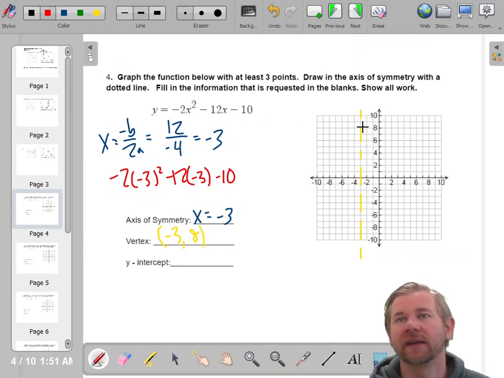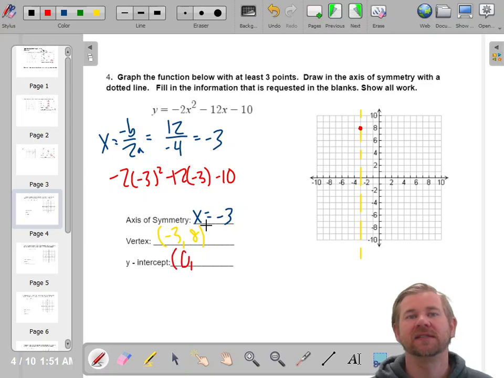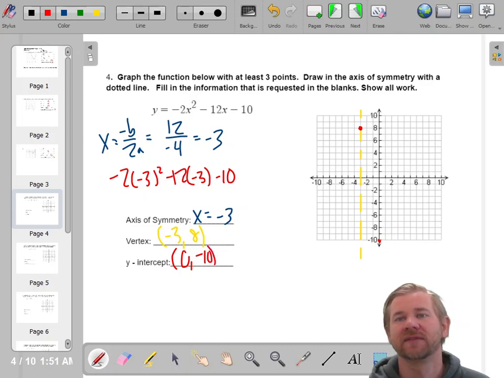So I'll put that right here. It's on the axis of symmetry. The y-intercept: if you plug in 0, those terms go away, and you get negative 10. So the y-intercept is way down here at negative 10. And then since I'm 3 to the right, I will reflect 1, 2, 3 to the left, and I will draw my parabola like this.